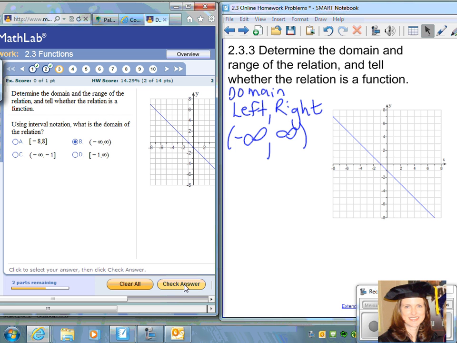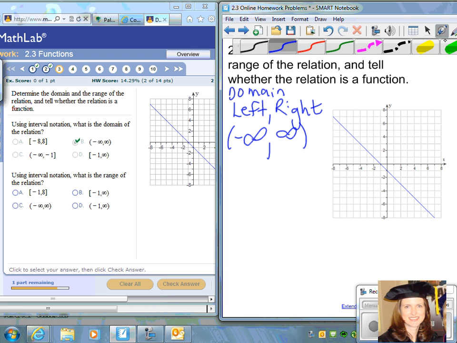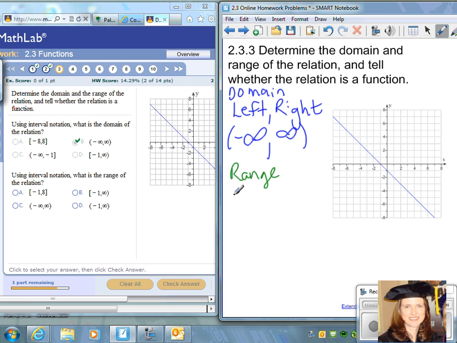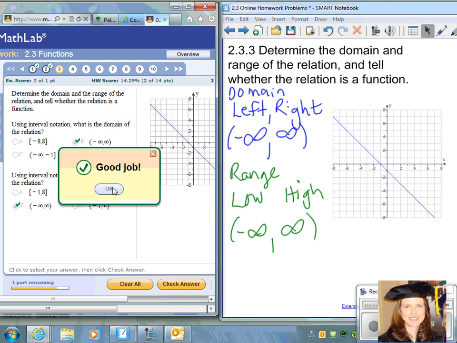That's our domain. And then the range is how low and how high the graph goes. It's low to high. This graph goes forever down. It's going to keep going down and down and down. The lowest y value that we're going to see is negative infinity. And then it's going to keep going forever up and up and up. So the highest y value is positive infinity. Select that and check your answer.